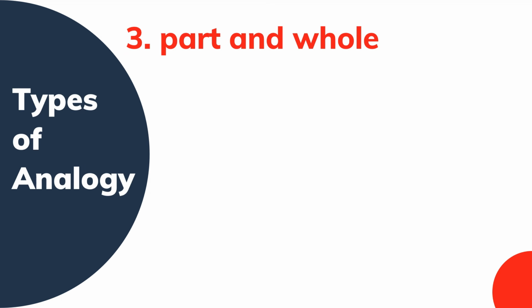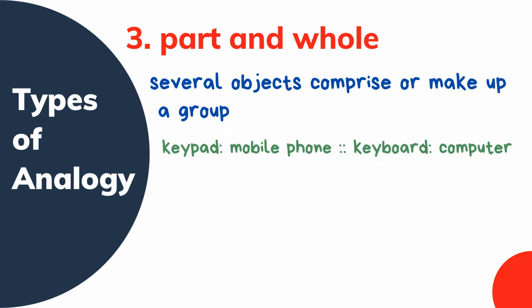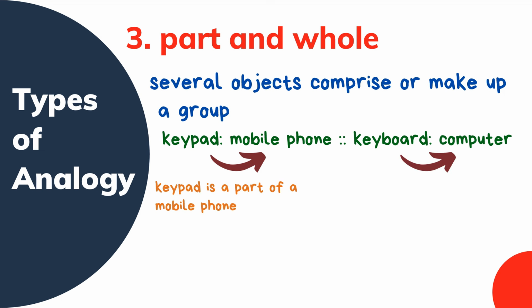Another type of analogy is part and whole. This pertains to several objects that comprise or make up a group. Example: keypad is to mobile phone, as the keyboard is to computer. Keypad and mobile phone. Let's focus on that first set. Keypad is a part of a mobile phone, while keyboard is a part of a computer.